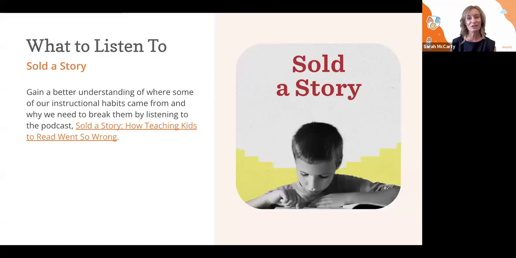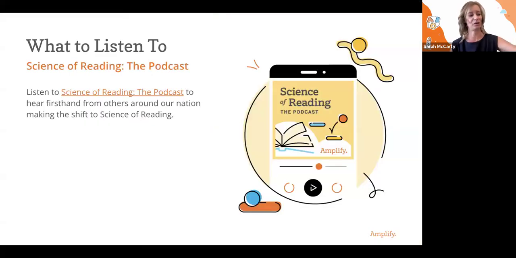Okay, what to listen to? Sold a Story, the APM reports. This is a 6-series podcast. They're about 50 minutes in length. Super powerful. These are from educators. You're going to hear from parents. You're going to hear from students. You're going to hear from some of those as adults that were not taught how to read, who learned to read. It's very powerful, but this is a very key podcast, I would say, in understanding where some of these instructional habits came from and why we need to break them. And so check out that particular podcast.